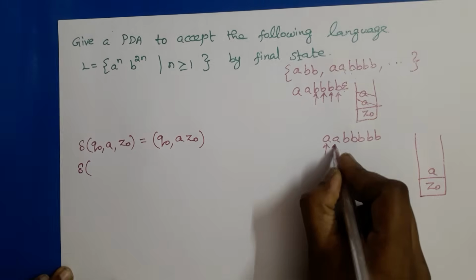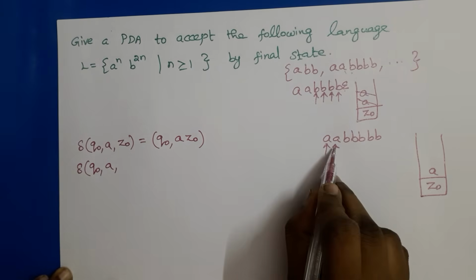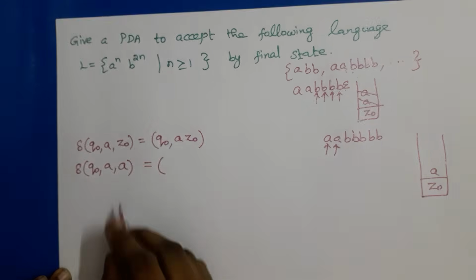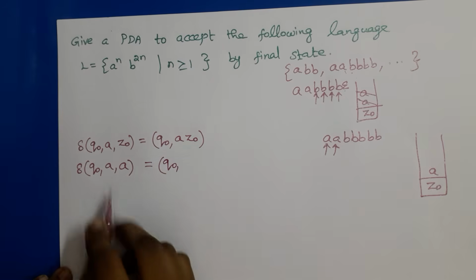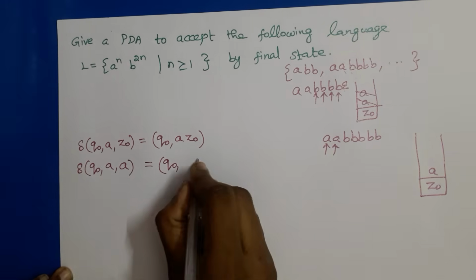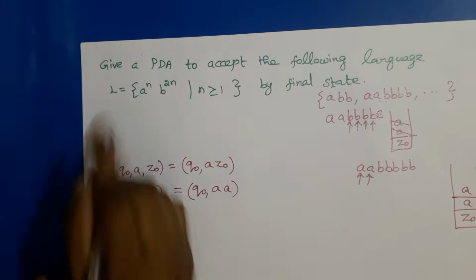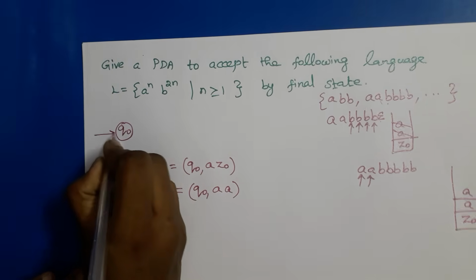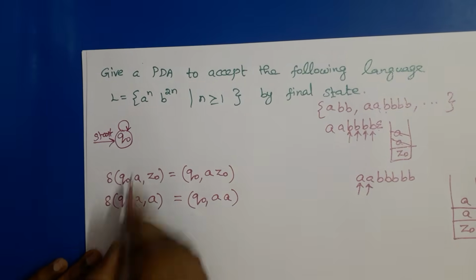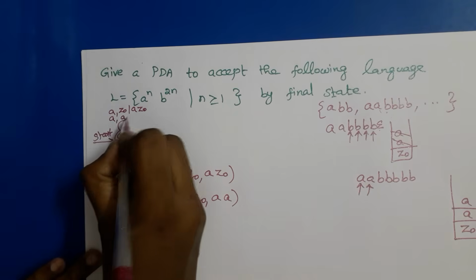Now the next symbol is a. We are in state Q0. The next input symbol is a and the top of the stack is a. So we should remain in the same state Q0 and push another a onto the stack. So one a replaces a on top of the stack, and another a must be pushed onto the stack. This can be represented in a diagram. Start from Q0 to Q0: a is the input, Z0 is the top of the stack, a Z0. Then a comma a.